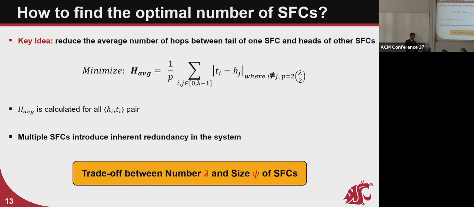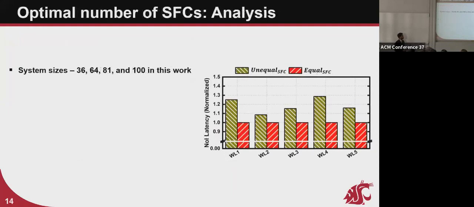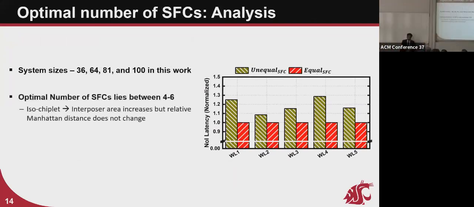Another benefit is that the top level network should not be big, because that's where we have the issues coming in. So the optimal number of SFCs, when we analyze for 36, 64, 81, and 100 chiplet systems in this work, lies between 4 and 6.